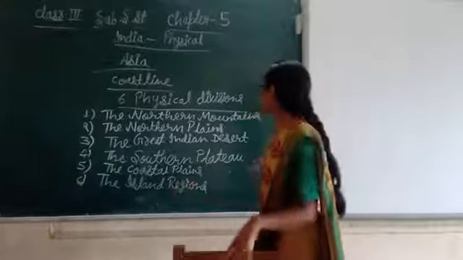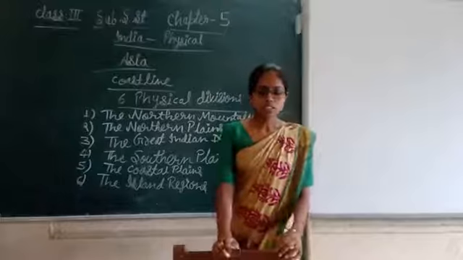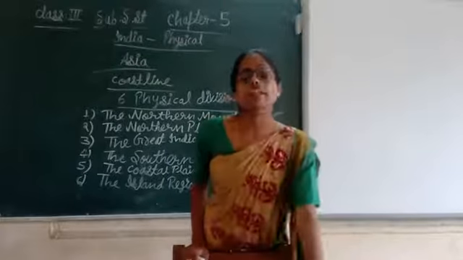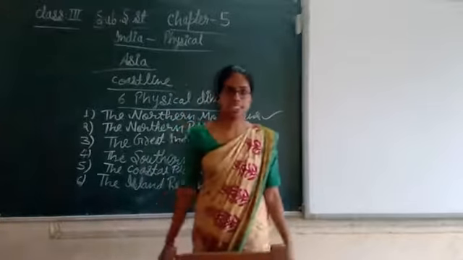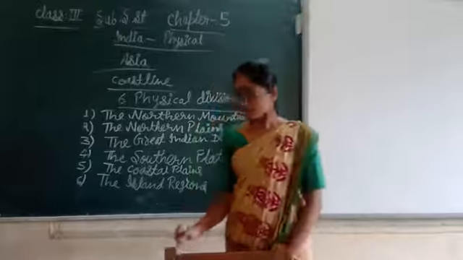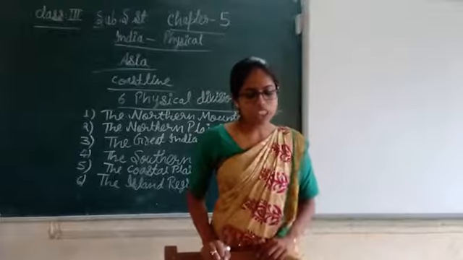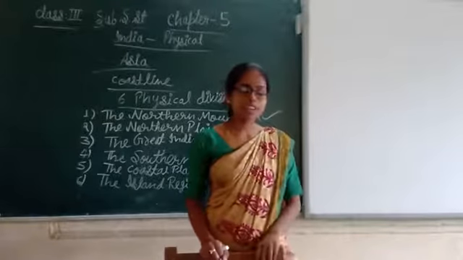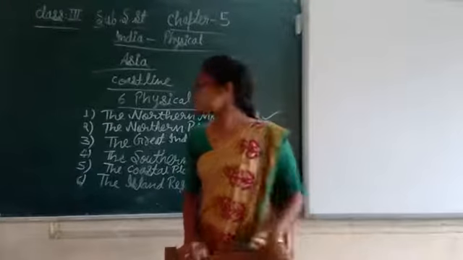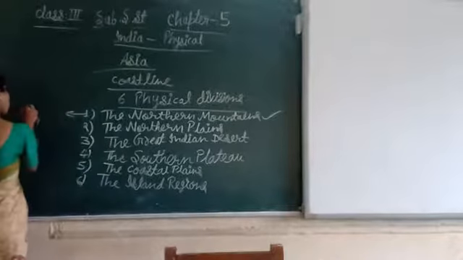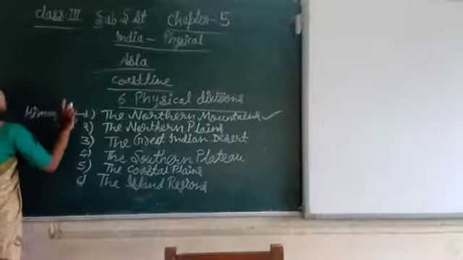Let's study one by one. First one, the northern mountains. Which area is this? Himalayas. Mountains are the highest areas on the earth. To the north, northwest and northeast of our country are some very high mountains. They are called the Himalayas. These northern mountains are called the Himalayas.